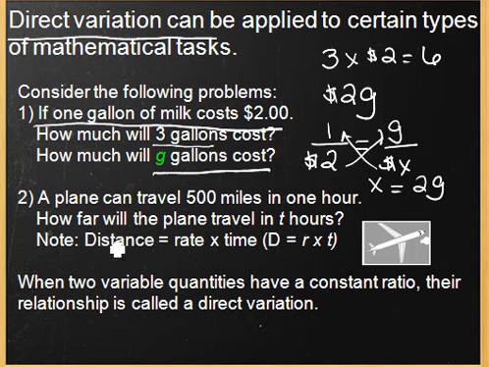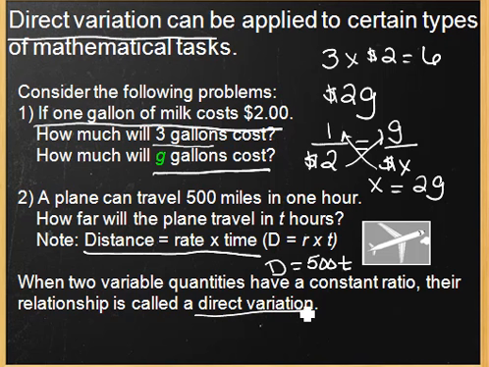Another example is using distance equals rate times time. If a plane can travel 500 miles per hour in 1 hour, we want to know how far the plane will travel in t hours. Therefore, we know that distance would be given by 500 times t.